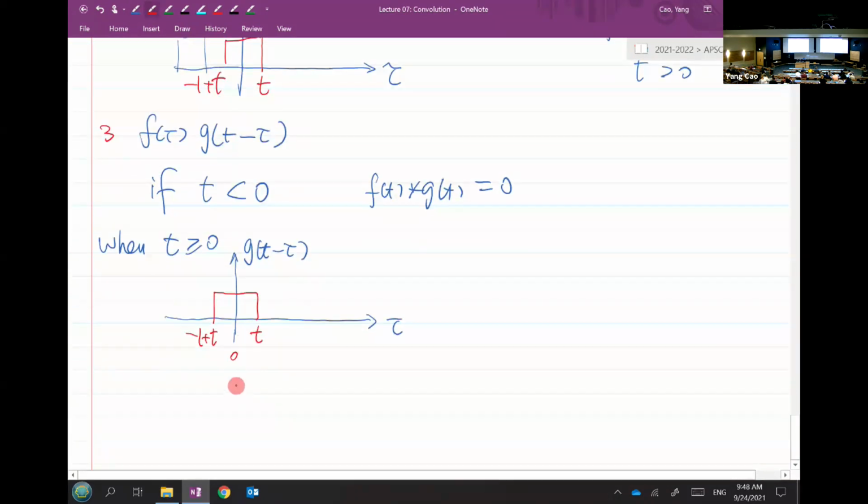For this pattern here, just for your reference, let's put the f of tau on top of this. So f of tau, use a green color. Here's f of tau. So now you can see where the overlapping is happening. From where to where? For which range of tau is the overlap happening? Exactly, right? That's where the overlapping is happening.